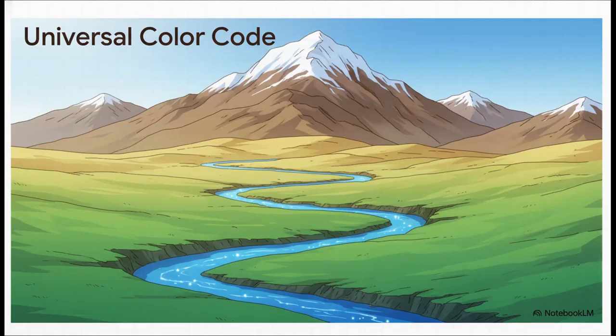Colors are a huge part of this language too, especially on physical maps. It's a pretty simple code. Generally, blue is always for water, brown is for mountains, yellow is for plateaus or higher flat land, and green is for plains. It's a super intuitive system that helps you understand the landscape at a glance.